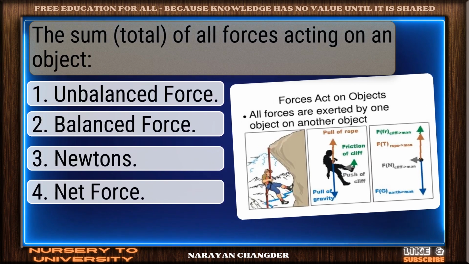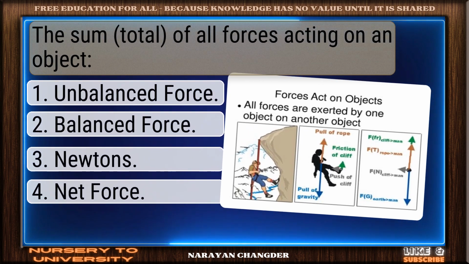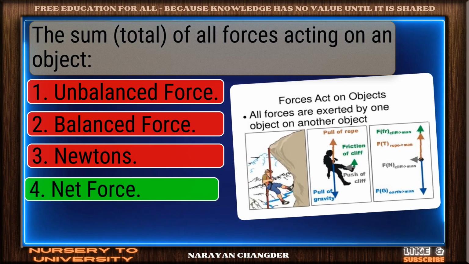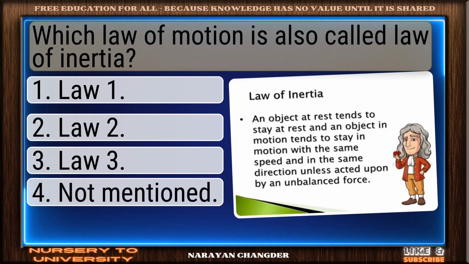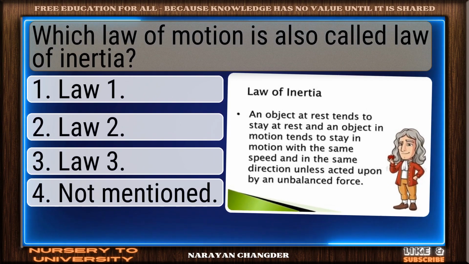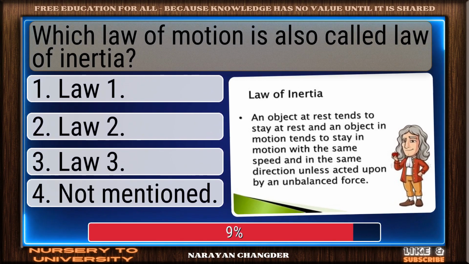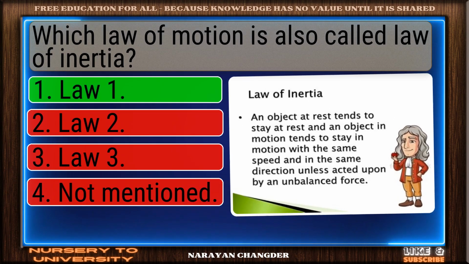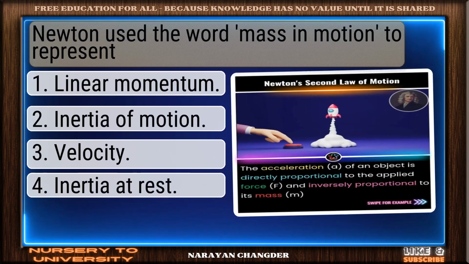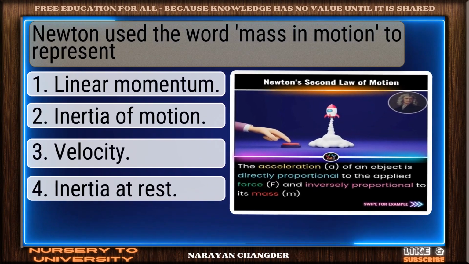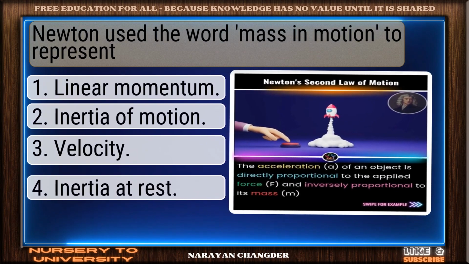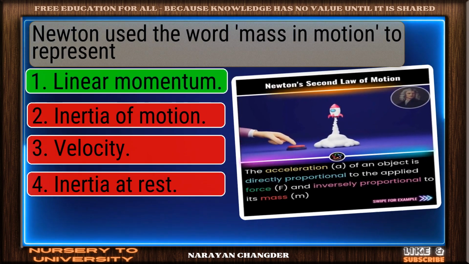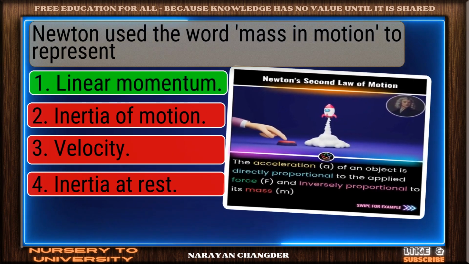Question number 184. The sum of all forces acting on an object. Well done. Net force is the right choice. Question number 185. Which law of motion is also called law of inertia? Perfect. Law 1 is the correct choice. Question number 186. Newton used the word mass in motion to represent... Right again. Linear momentum is a valid answer.